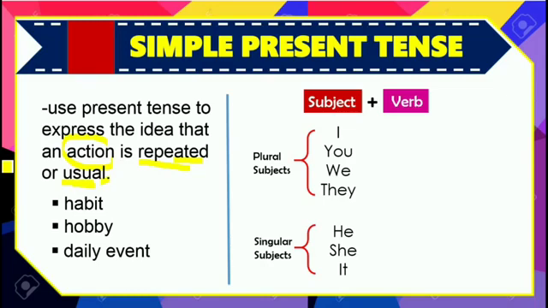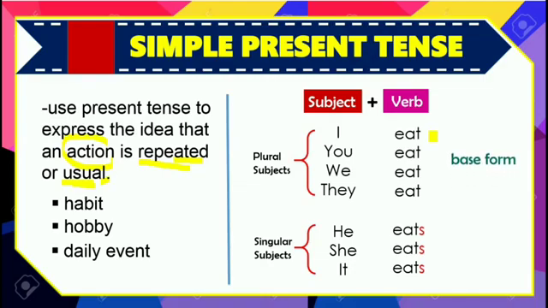Now, of course, in a sentence, again, we need to add a verb. So, verb is an action word, like, for example, the verb eat. So, I eat, you eat, we eat, or they eat. For singular subjects, we say he eats, she eats, or it eats. For plural subjects, you take the base form of the verb.